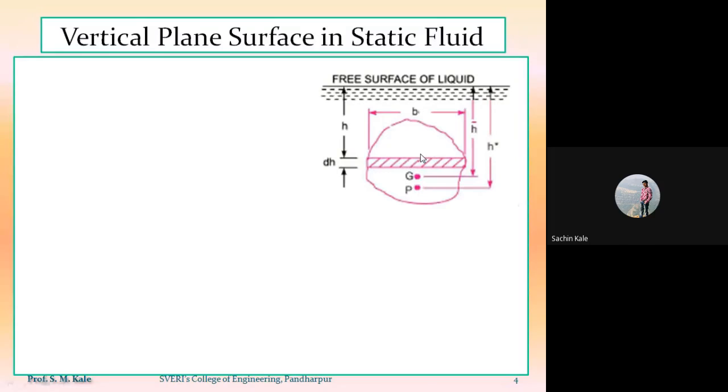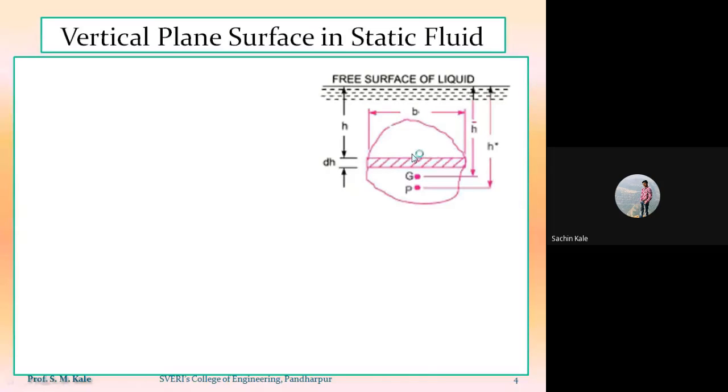So whatever value of pressure force will be acting on this plane surface, that we have to find out, and the point through which that total pressure force will be acting will be called the center of pressure. So we have to find the formulae for the total pressure force as well as the center of pressure acting on this vertical plane surface.